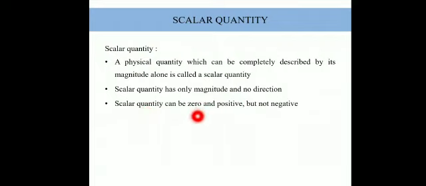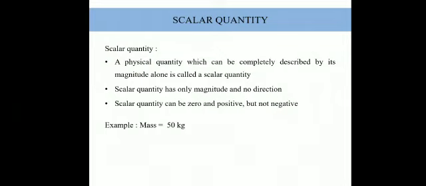For example, speed. If the vehicle is not moving, if the vehicle is at rest, then the speed of the vehicle is 0. If the vehicle starts moving, then the speed of the vehicle will be positive, but the vehicle will never show a speed which is negative. Very, very important.